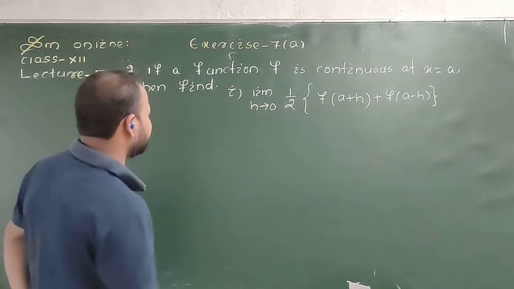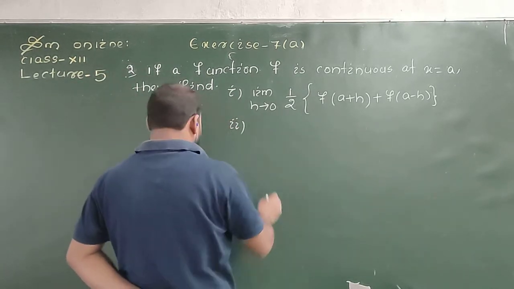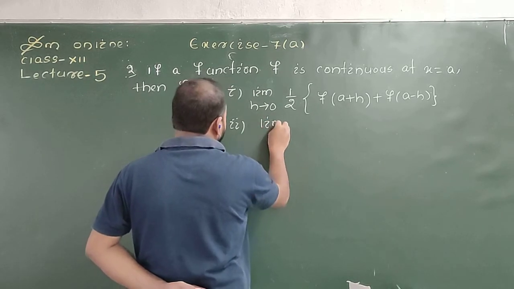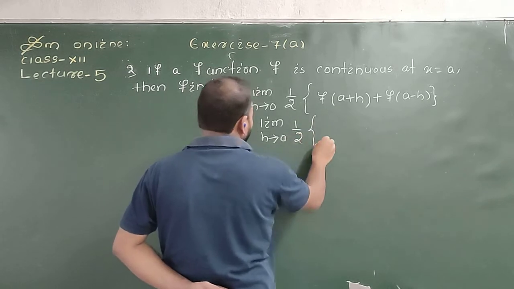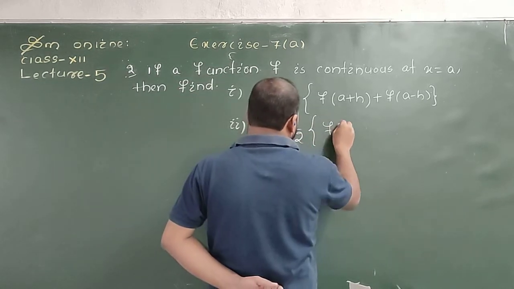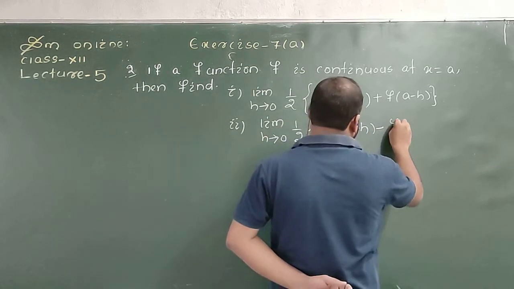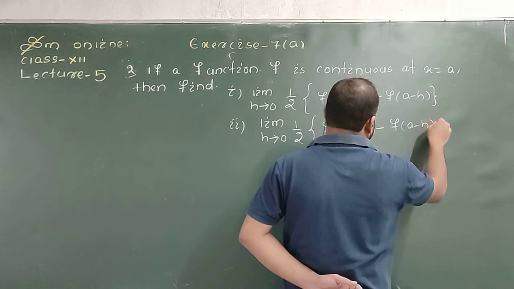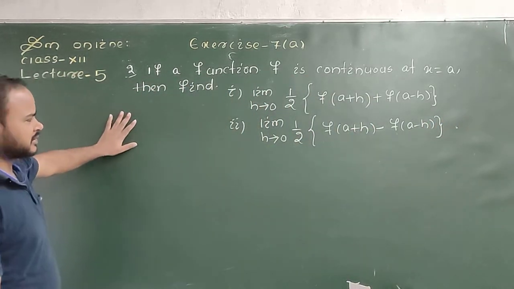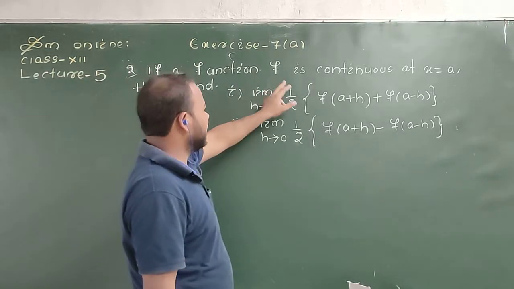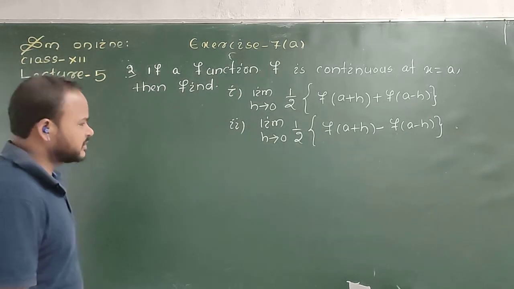Okay, and the second question: limit h tends to 0 of half into f of a plus h minus f of a minus h. Okay, so this is the question. If a function f is continuous at x equal to a, then find these two questions.